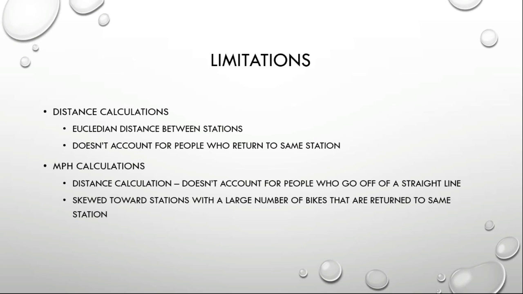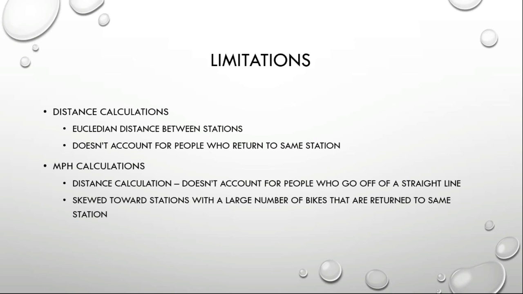And it also doesn't account for people who return their bike to the same station. So maybe they rode 4 blocks one way and 4 blocks back, or in a circular pattern. The distance for these people would wind up being 0, and that's just not correct. And that takes us into the speed calculations.